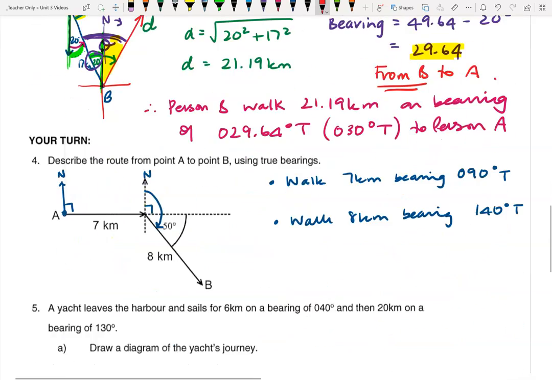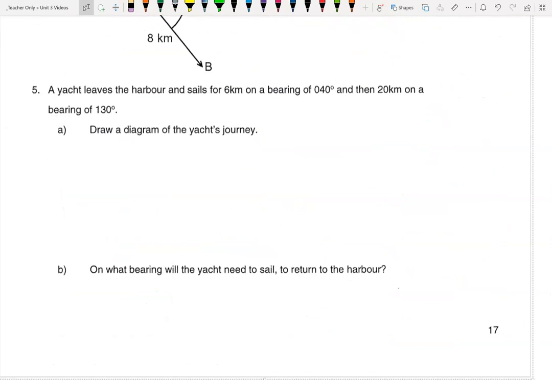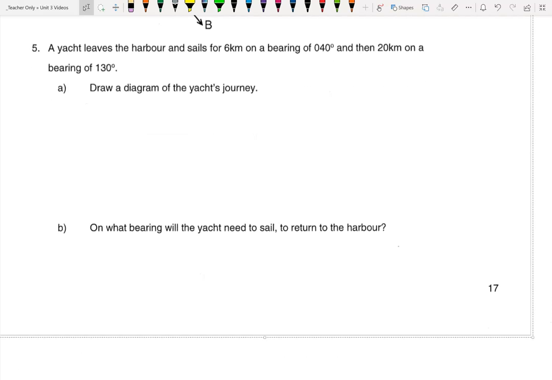So now I'd like you to have a go at question number 5. In question 5, we've got a yacht leaving a harbour. So I'd like you to read the question, draw a diagram and fill out as much information as you possibly can, because obviously we want to use trig ratios to solve the bearing that the yacht needs to sail to return to the harbour it's left. Pause the video and then come back and check your solution.